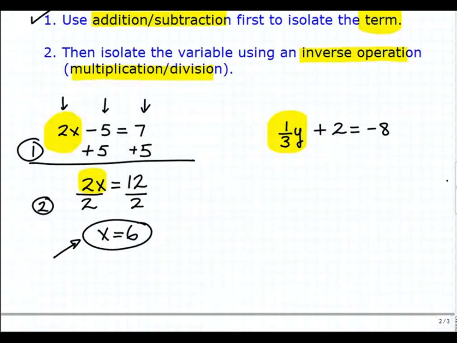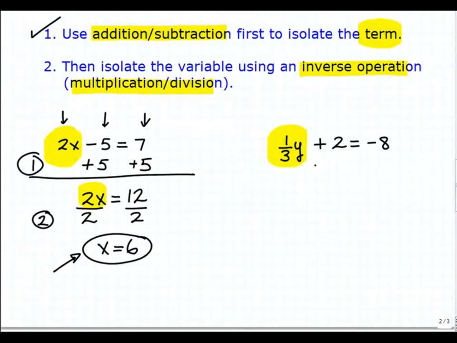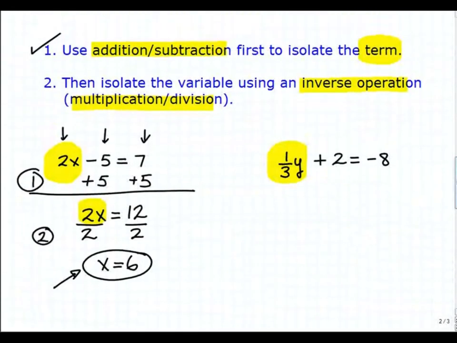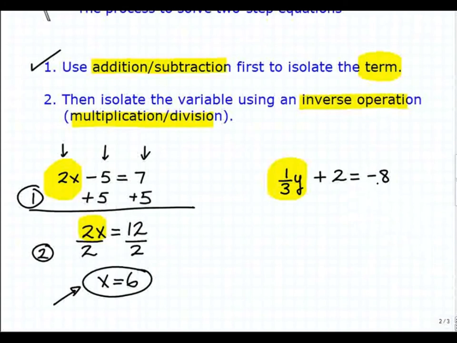Let's take a look at another example. I have 1/3 y plus 2 equals -8. The first step is the following. I have to use addition or subtraction to isolate the term. So I have to get 1/3 y by itself. So I'm going to subtract 2. This time I'm going to use subtraction. Subtract 2 from both sides of the equation.